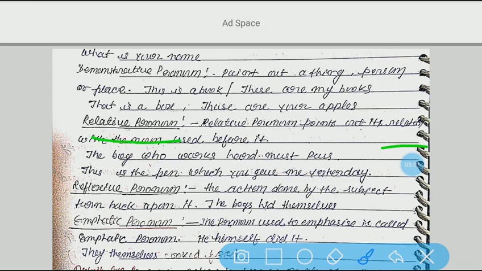Again, see here, because it is showing its relation with the noun. All right. Similarly, this is the pen which you gave me yesterday. Here, what is which? Relative pronoun. Why? Because it is showing here the relation of this pen, that is the noun, with the other word. All right.